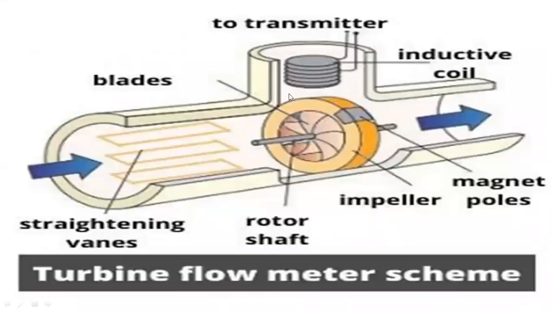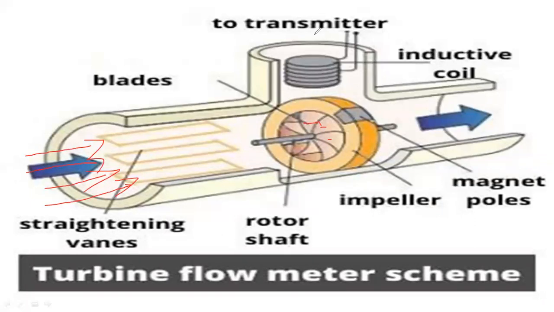And next, you can see the pipe in this turbine flow meter, and these are the turbine vanes. Whenever we flow the fluid in that pipe, the fluid is passing through the pipe. Whenever the fluid touches the vanes, the rotor shaft automatically rotates, and the turbine is in running position.